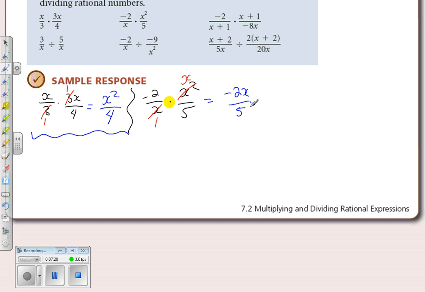But I've got to look at, do I have any NPVs in the denominator? Well, there was an x in the denominator before I canceled it off. So therefore, x cannot equal 0. There's your final answer. Let's go to the next one in line there, the next multiplier.